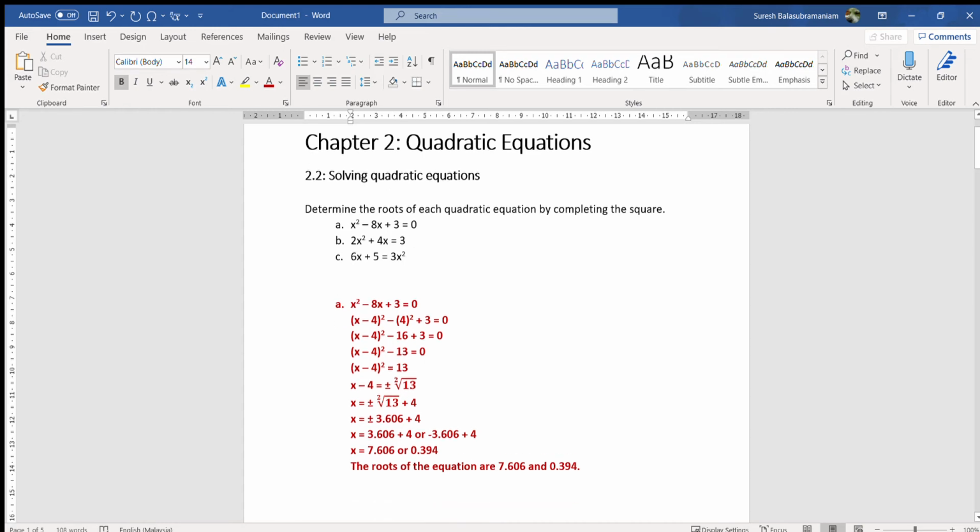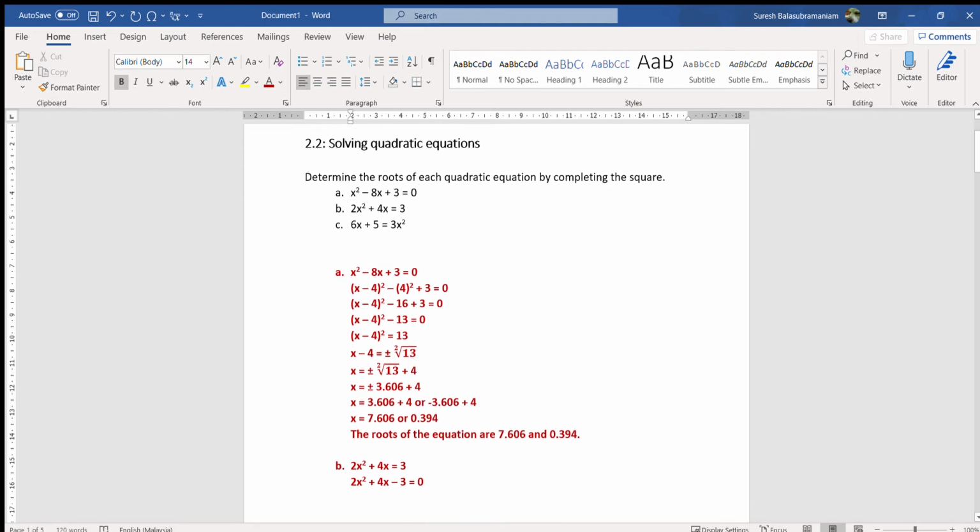Moving on to question B. 2x squared plus 4x equals 3. So I'll bring my 3 to the left of the equation. So I get 2x squared plus 4x minus 3 equals 0.